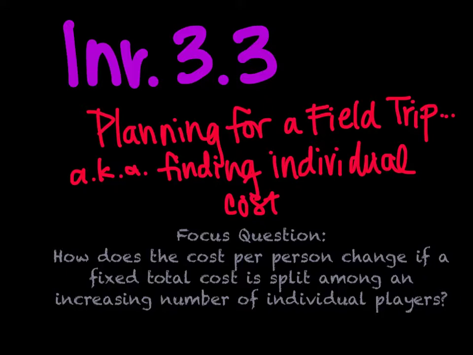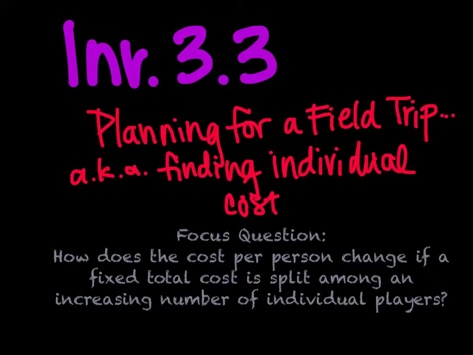Or if 100 students came, it would only be $7.50. So essentially through this, we were finding individual cost. So our focus question for this particular investigation was, how does the cost per person change if a fixed total cost is split among an increasing number of individual players?